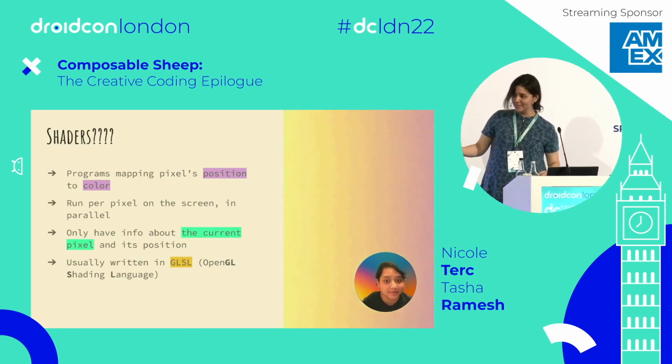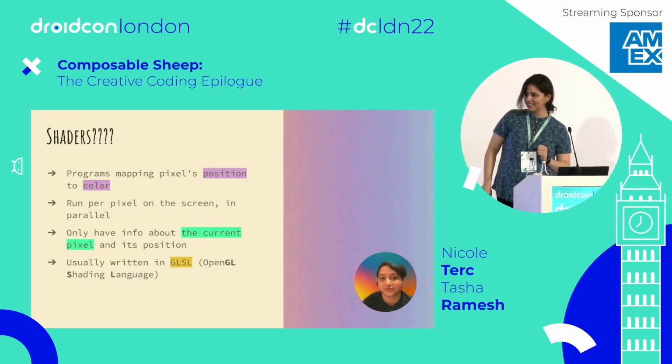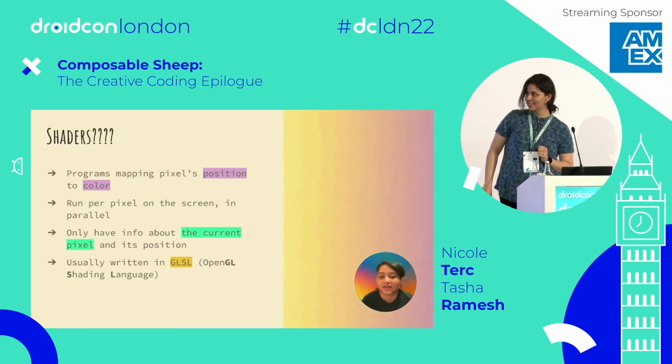That shaders can be so tricky to reason about, and why they have a reputation for being so hard to work with. Shaders are usually written in the OpenGL shader language.